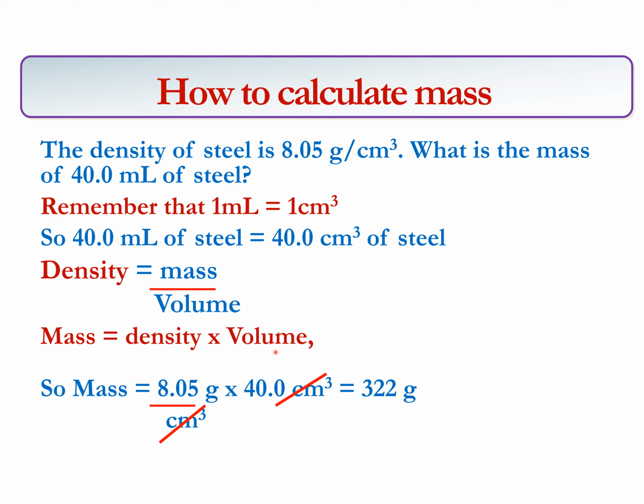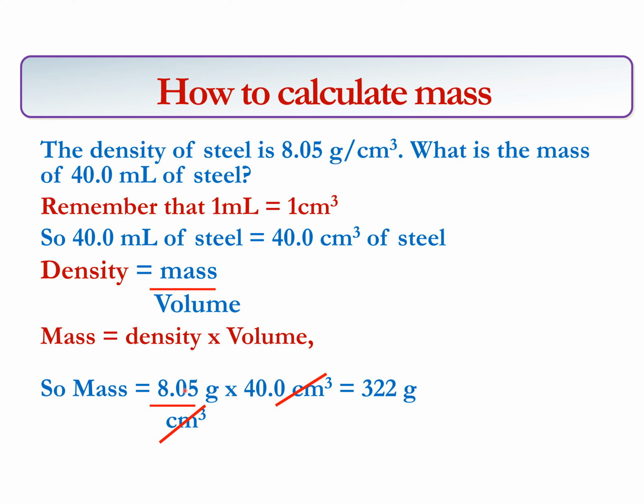So now that we have the formula for mass, we can then put in the values that we are given in the problem. So putting in these values in this formula here, we will have that density is 8.05 gram per cm cube. I put it in this form so that units can cancel out, and you put in the value for volume, which is 40 cm cube. So you can see that cm cube here cancels this cm cube here.